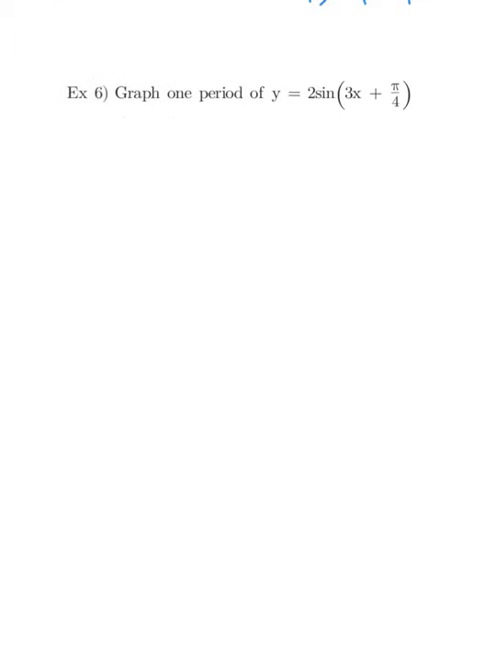The last example that we are going to do with sines and cosines is y equals 2 times the sine of the quantity 3x plus pi over 4. A in this problem is 2, B is 3, C is pi over 4. So amplitude comes from the A. Amplitude's going to be 2.